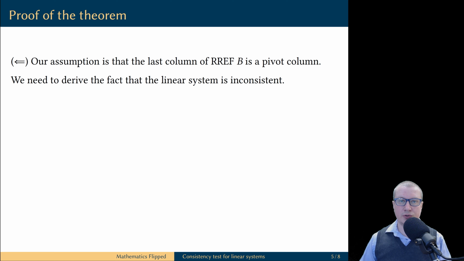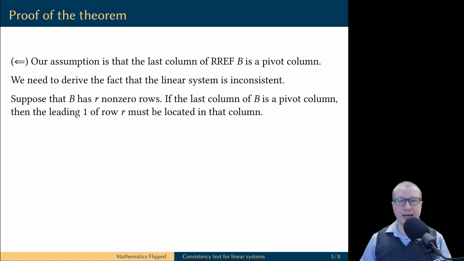Let's start our proof with the implication in the reverse direction. We are going to assume that the last column of the reduced row echelon form B is a pivot column, and then we need to prove that this forces the linear system to be inconsistent. So we have this reduced row echelon form of the augmented matrix B, and it has, let's say, R non-zero rows. I claim that if the last column of B is a pivot column, then the leading one of row R must be located in that column.